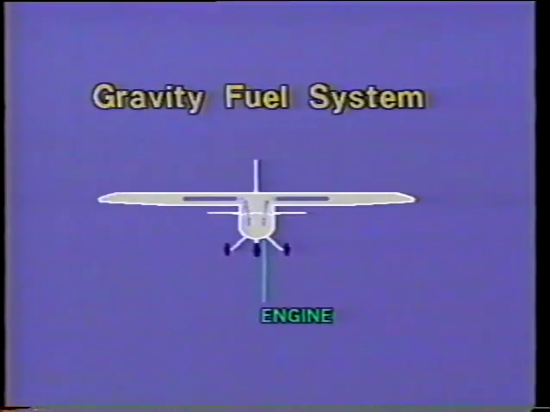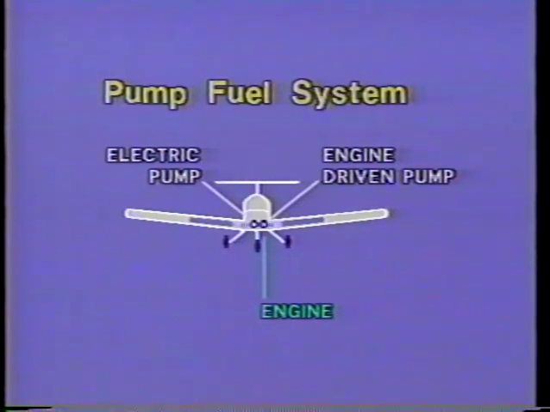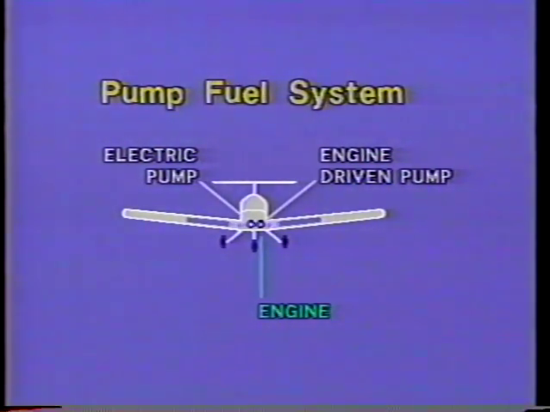In a high-wing system, usually it's a gravity feed. The gravity will cause the fuel to flow from the tanks down to the engine. Occasionally, you may have a pump. In the low-wing system, you normally have two fuel pumps. One is an electric pump and one is an engine-driven pump. The electric pump is a backup for the system. It also is used in starting the engine when you don't have the fuel from the engine pump.